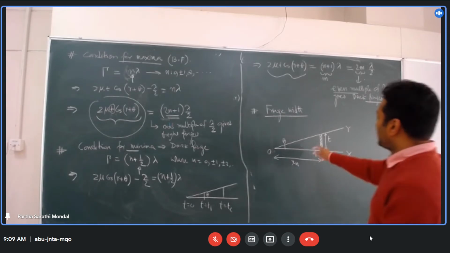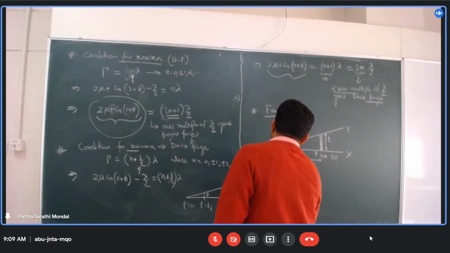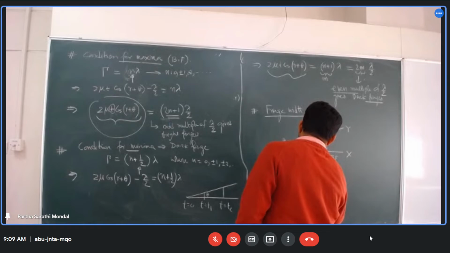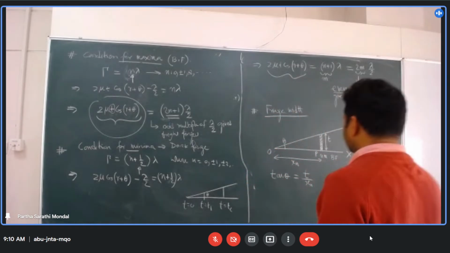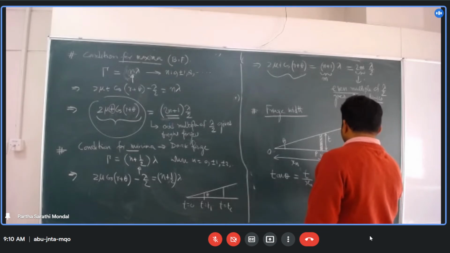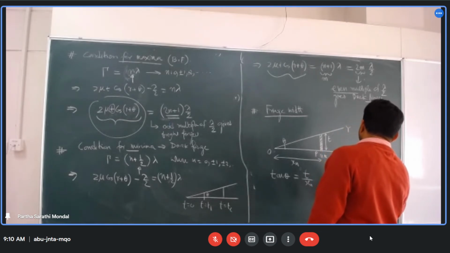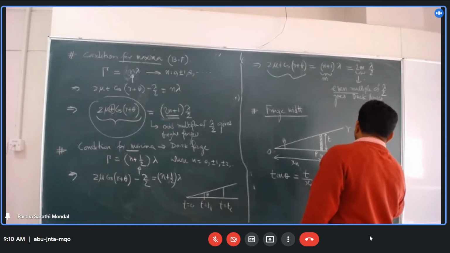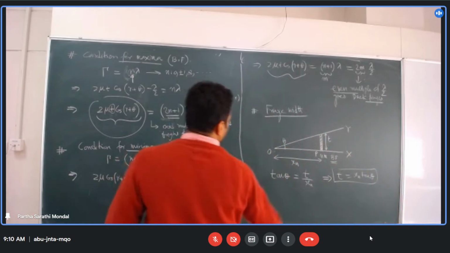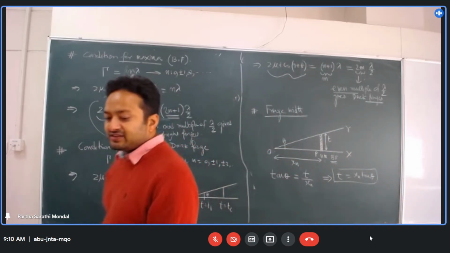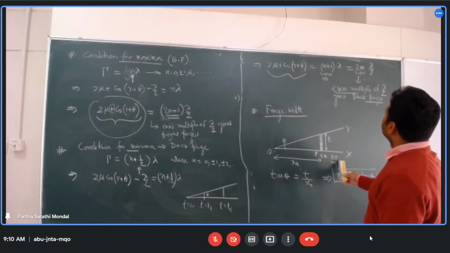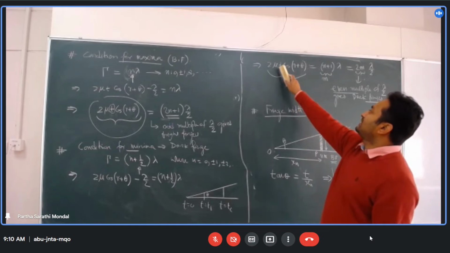Now we can find out. It's very easy. So tan theta will become t by xn. So we can put the value of t equal to xn tan theta. If this is the position of the bright fringe, we will put this value in the bright fringe formula. If this is the position of the nth dark fringe, then we will put the value of t there.